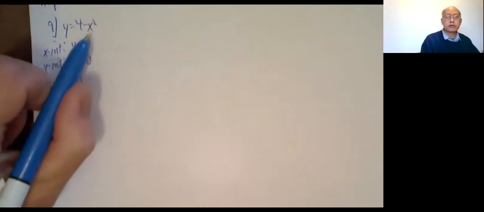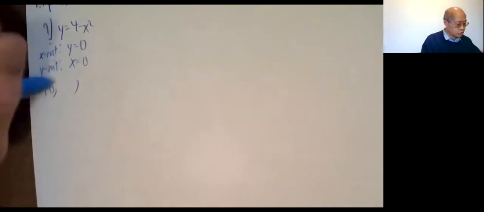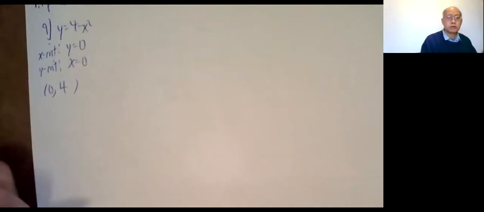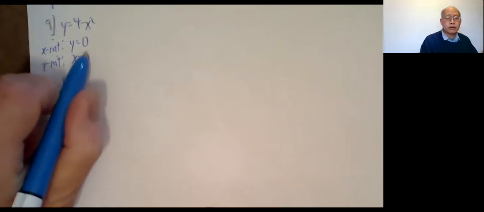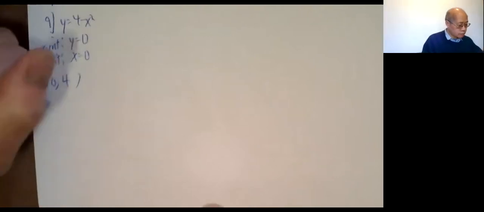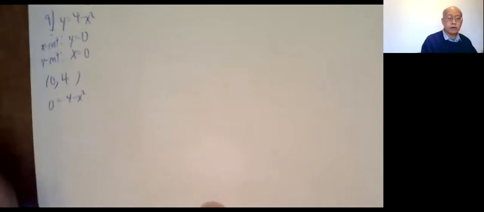What happens when I plug in 0 right here? 0 squared is 0. 4 minus 0 is 4. So 0, 4. All right, how about y equals 0? Put a 0 right there. 0 equals 4 minus x squared.